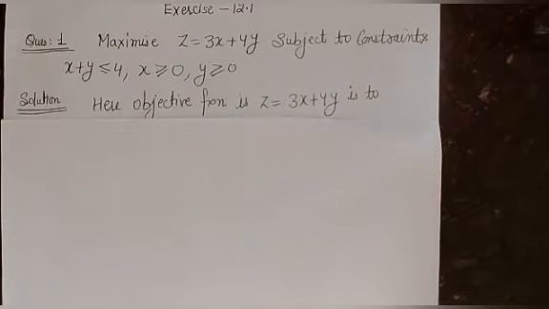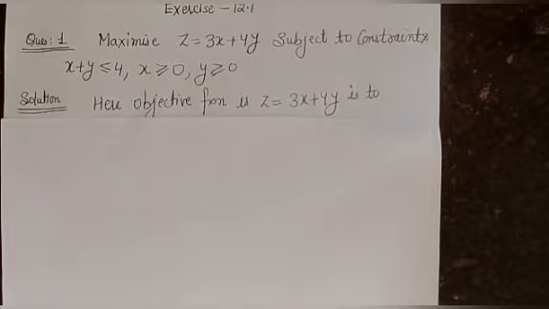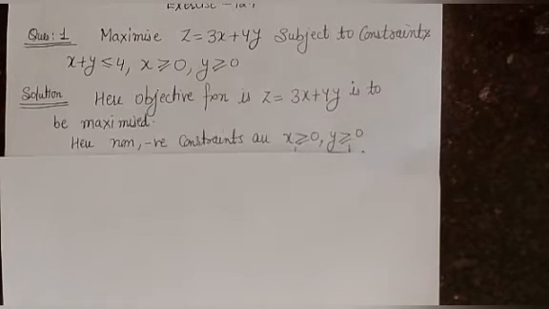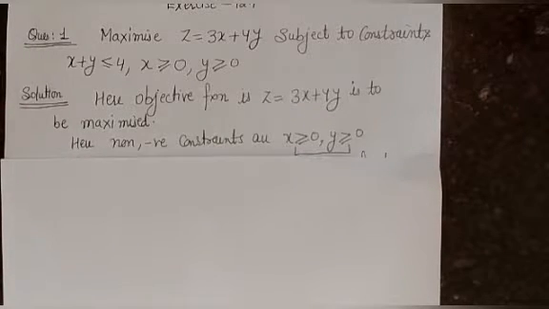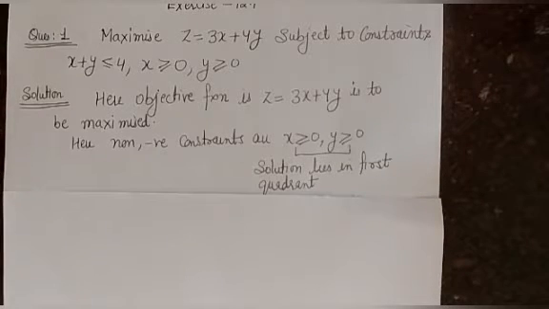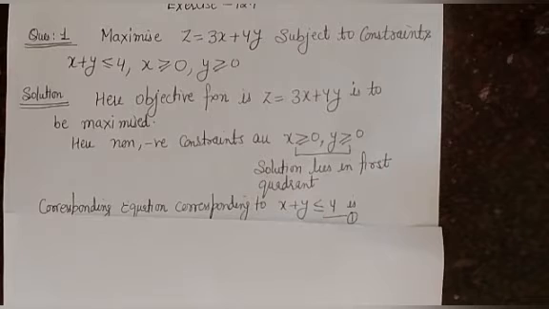Here the objective function is z is equal to 3x plus 4y and it needs to be maximized. And the non-negative constraints are x greater than equal to 0 and y greater than equal to 0. What does it mean? It means that the solution will be lying only in the first quadrant.